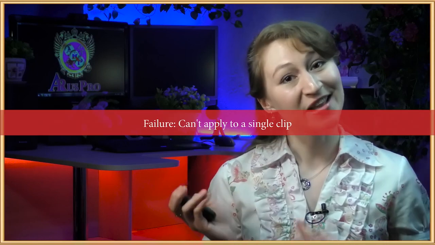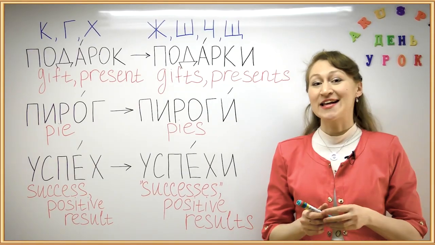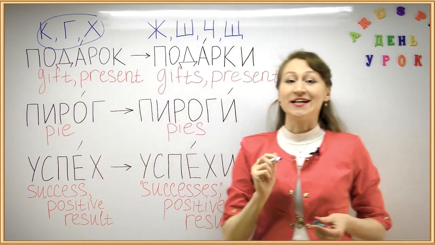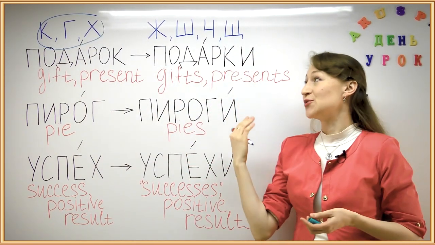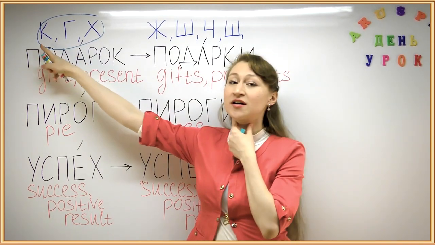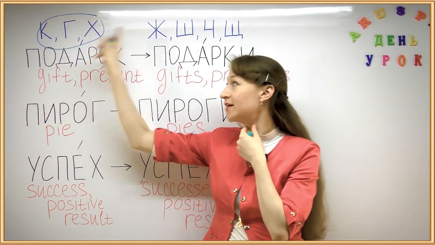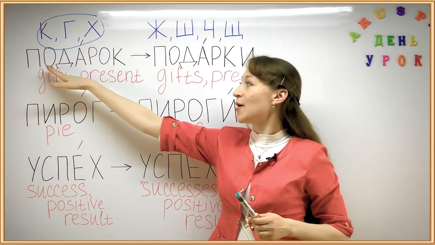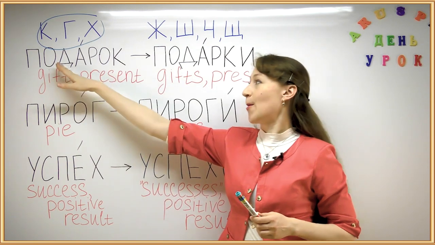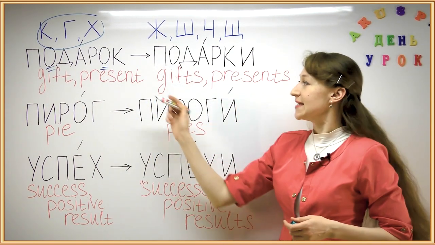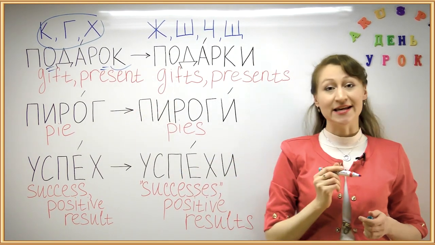Let's look at the examples on the whiteboard in our classroom. First, let's look at some nouns ending in gutturals. Gutturals are the sounds that you pronounce using your throat. So, к, г, and х. The first example here is the word подарок. Подарок, with two unstressed О's here and к at the end.